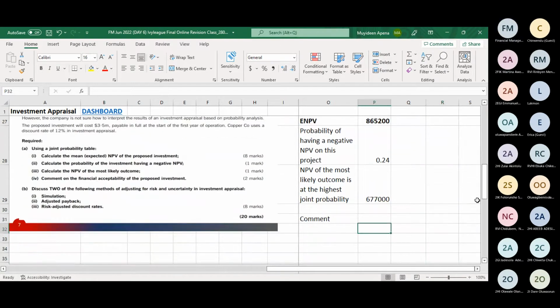Now, what will be our comment? So someone says we should say, Copperco should do what?